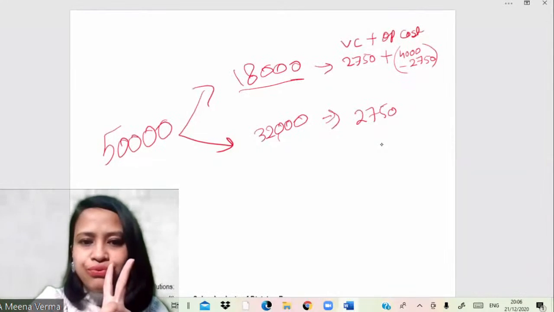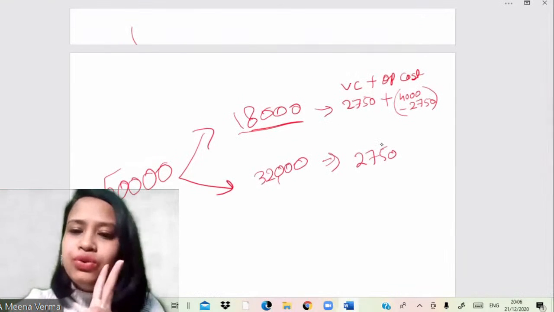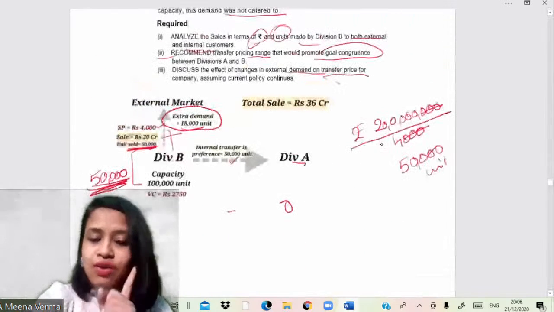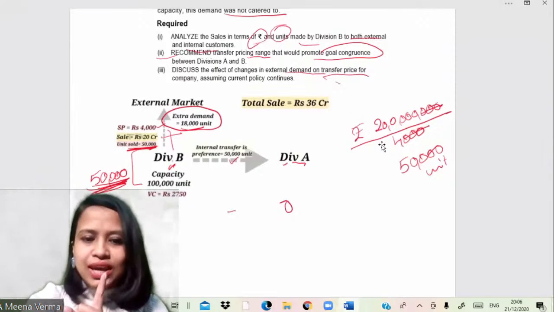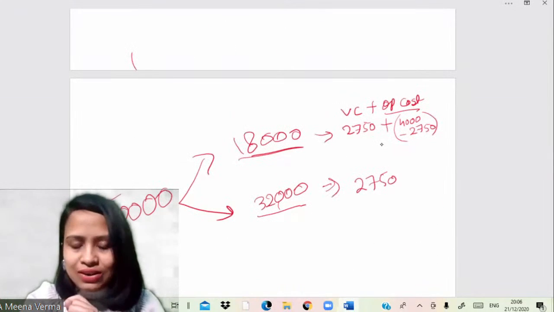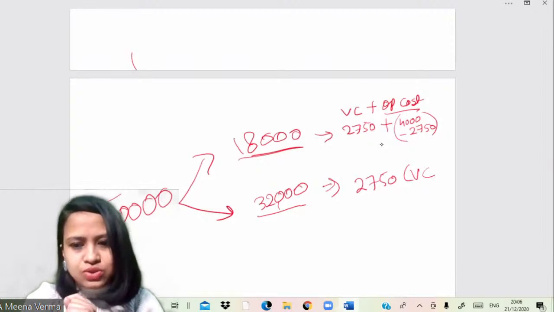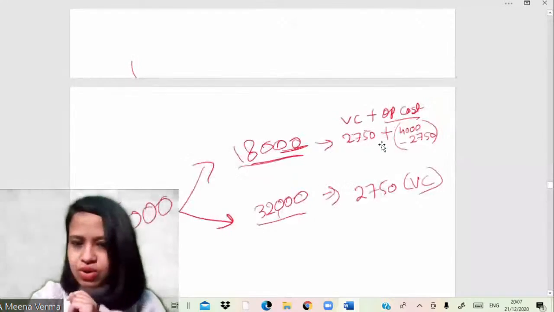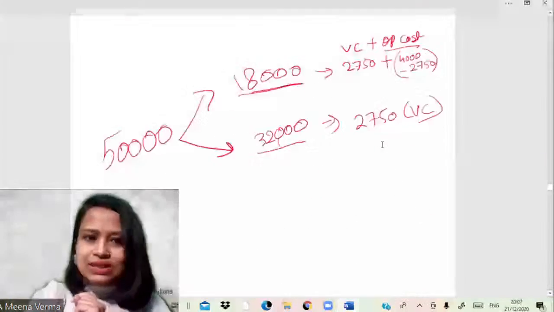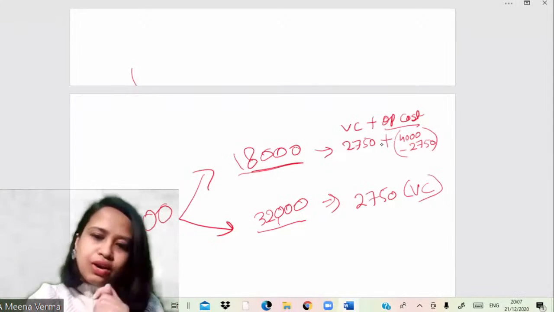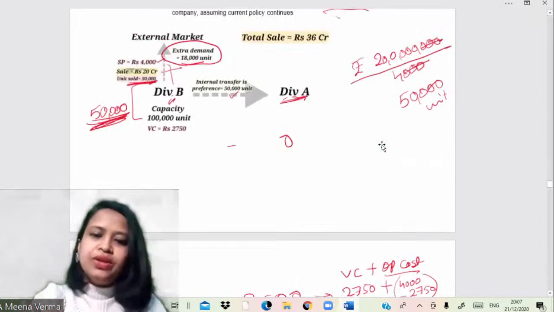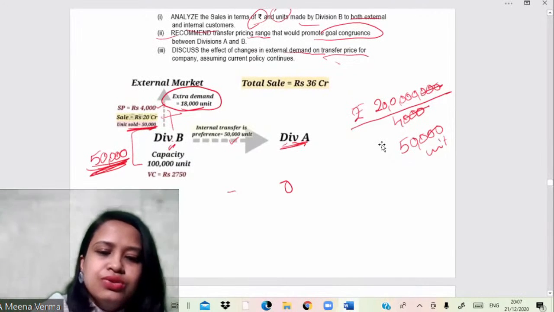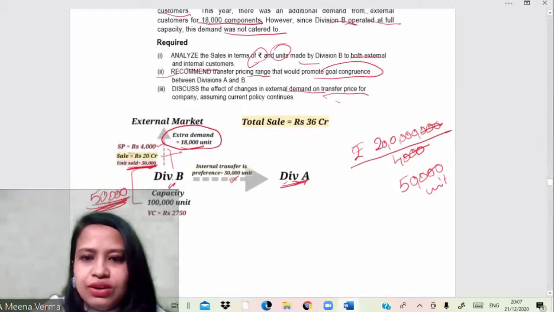First, for the 18,000 units, we want to recover the opportunity cost, and for the remaining 32,000 units, which we want to transfer from division B to division A, we want to recover only the variable cost or the marginal cost, which is 2750. So here we want to recover the variable cost only, and for these 18,000 units, we want to recover the variable cost and opportunity cost. So this is how we will do the valuation.